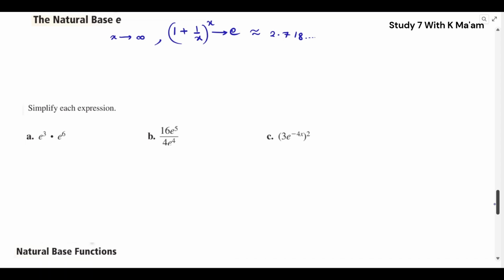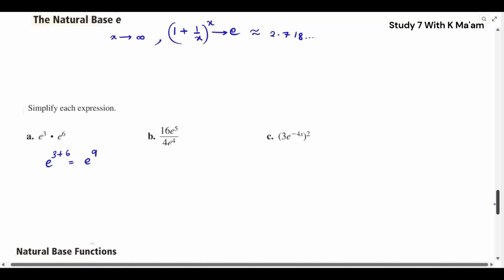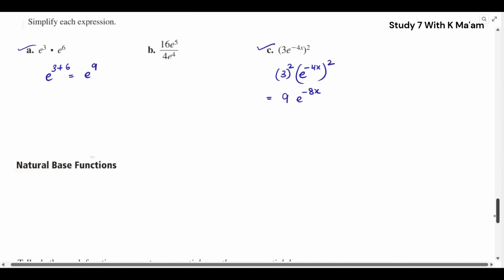Here we have to simplify each expression. e power 3 and e power 6 are multiplying, so I will add the powers. 3 plus 6 is 9, so e power 9. Look into this c part: 3 e power negative 4x, to the power 2. So 3 power 2, e power negative 4x to the power 2. 3 power 2 is 9, e power negative 8x. So I'm getting this. You can try the B part.